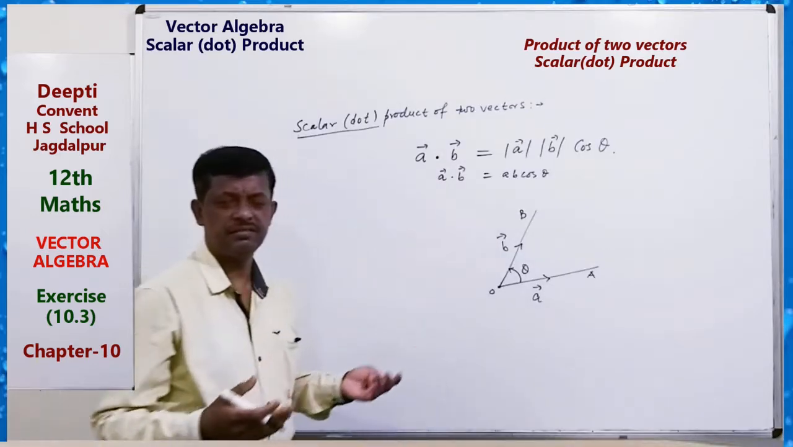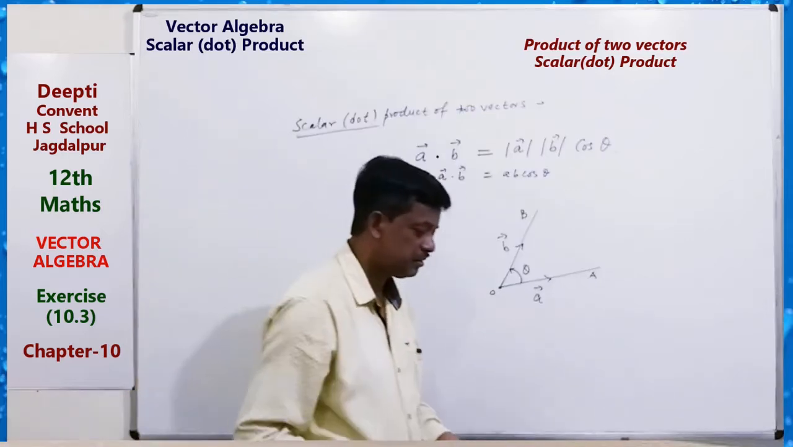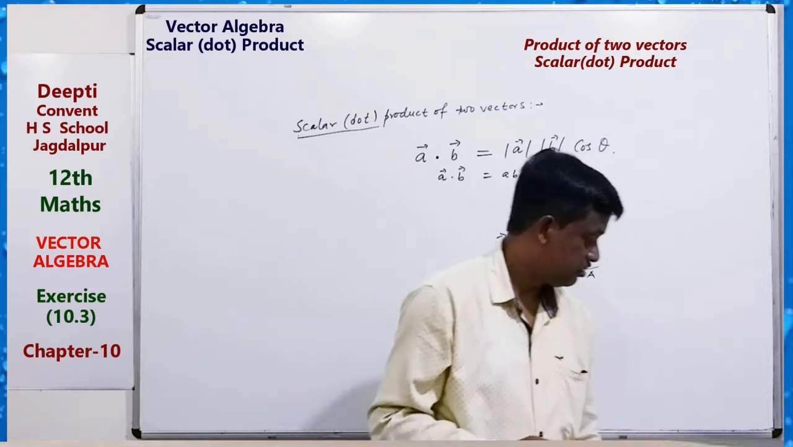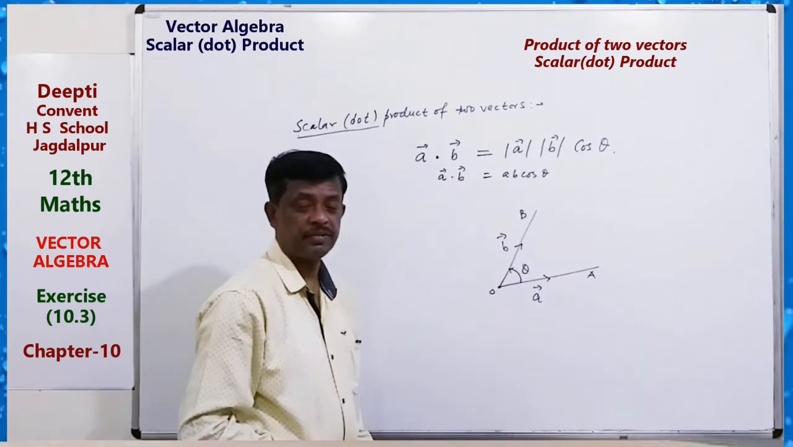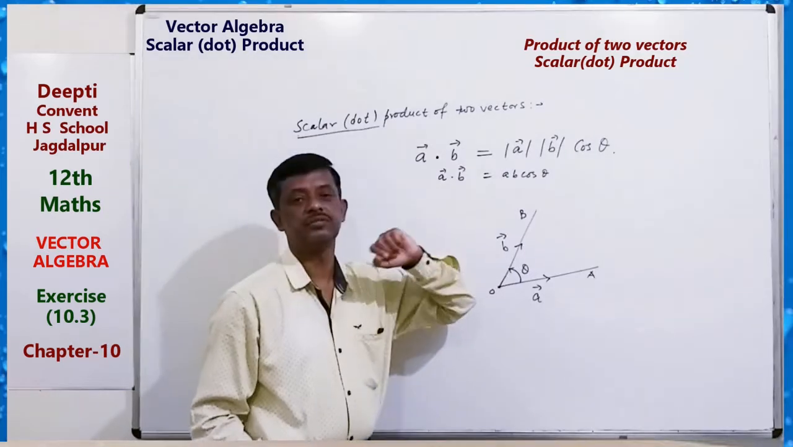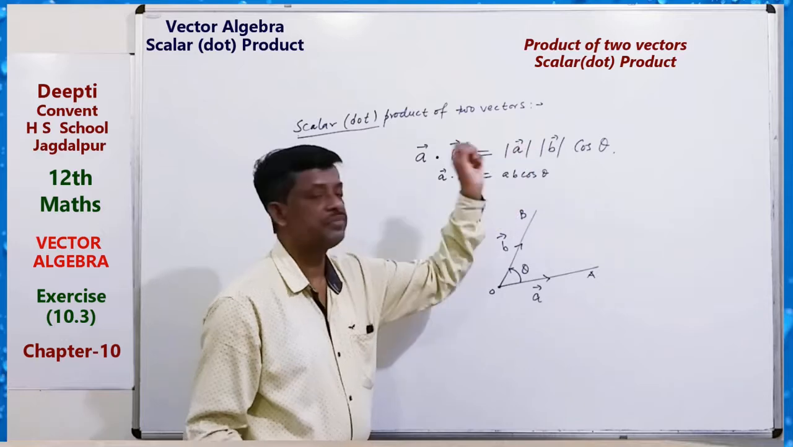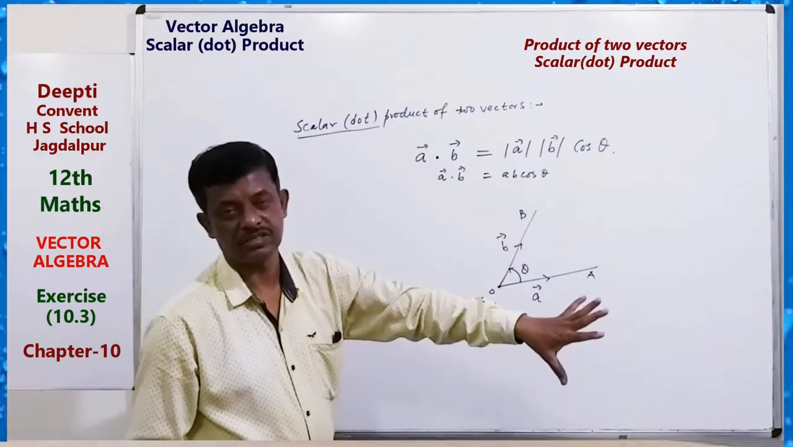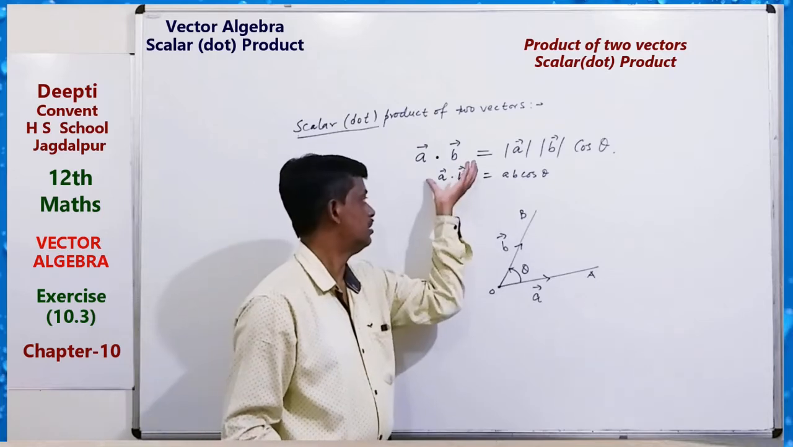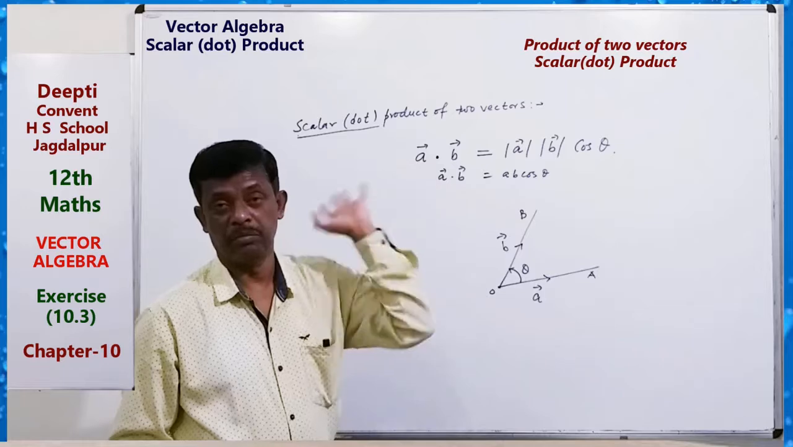Now from this definition we can find different properties of the dot product. Note down how many properties there are. First of all, A dot B is a scalar quantity because it is modulus times modulus times cos of theta, a constant real number. That is, the dot product of two vectors is a number.